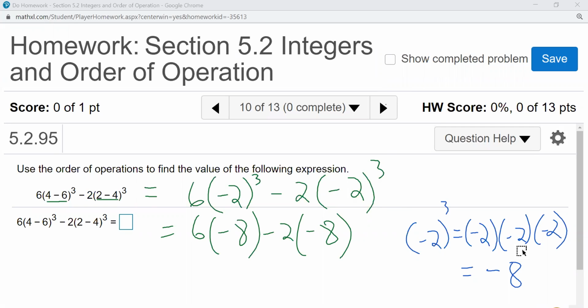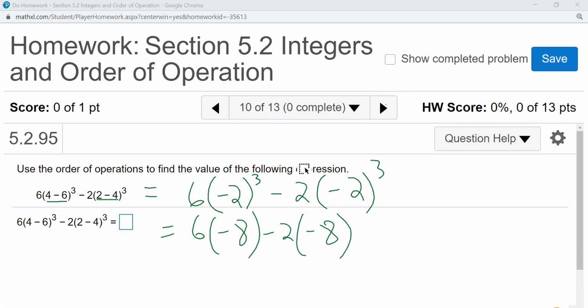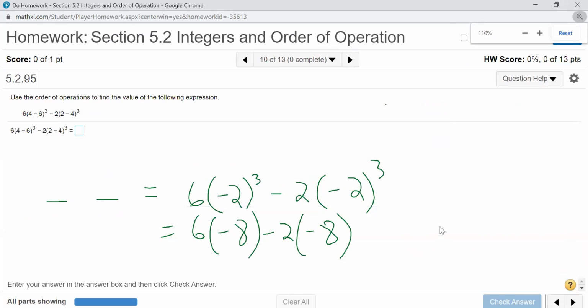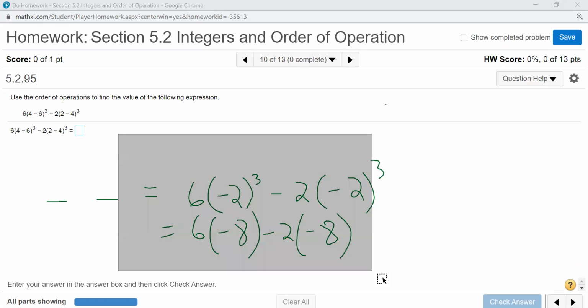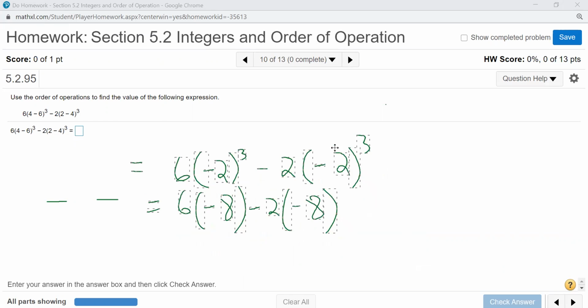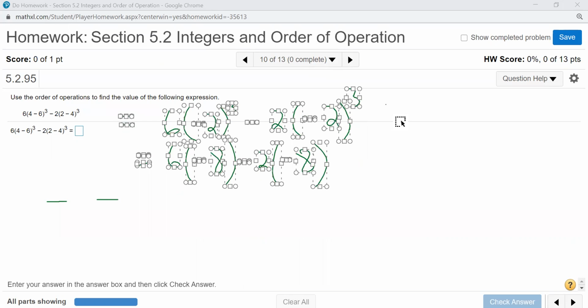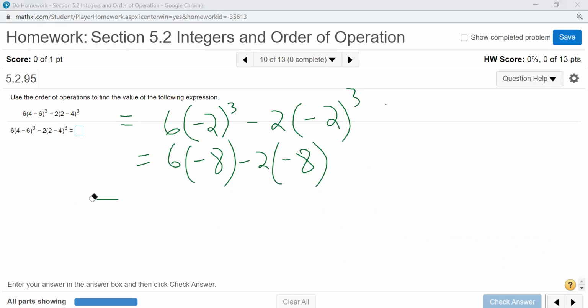What's next there, pilgrims? Make this a little smaller so we have more white space. There we go. Multiplication, exactly. Now we would do multiplication or division from left to right. There's no division here. Not even Tom Clancy's the division. So all we have to do is multiplication. What is 6 times -8 going to be? Going to be -48.